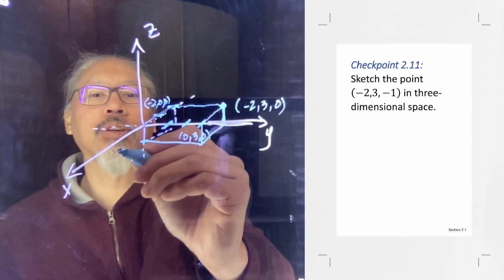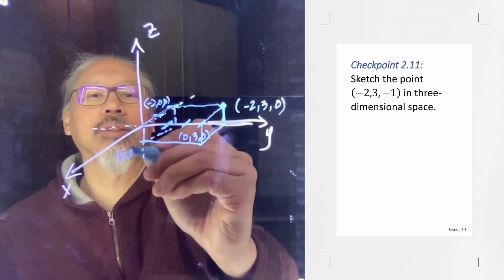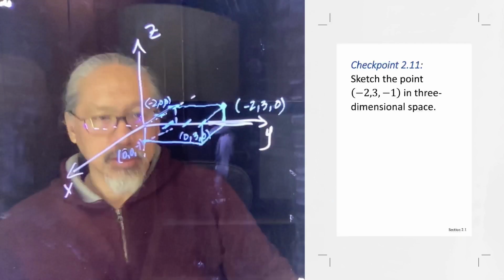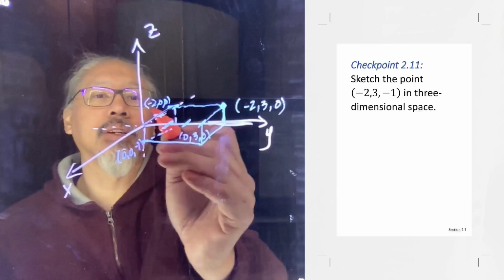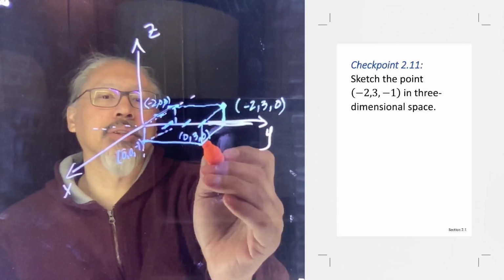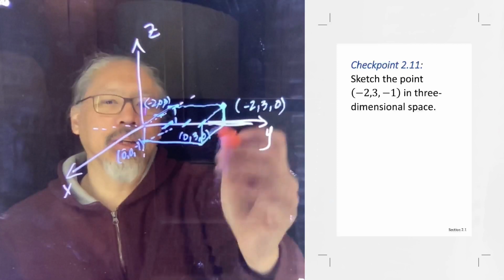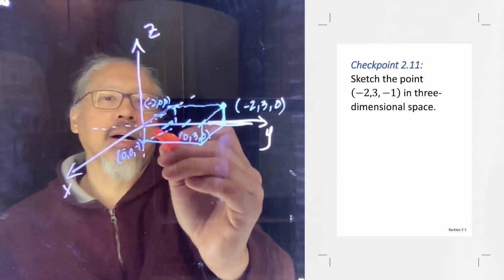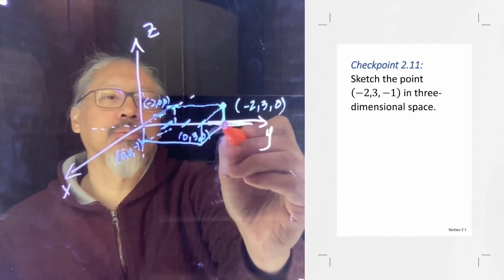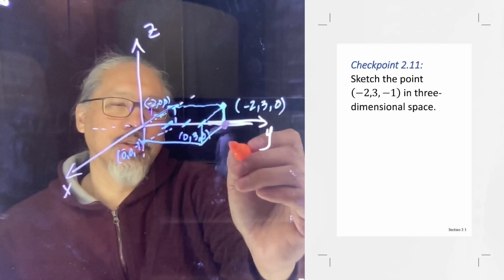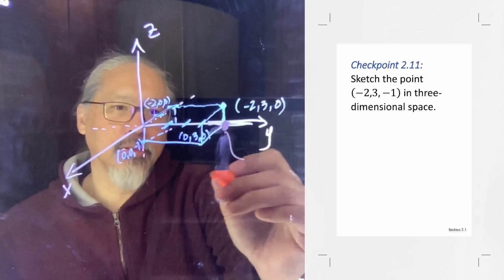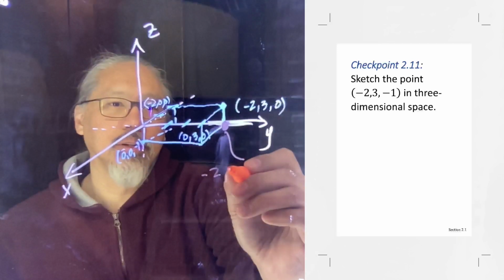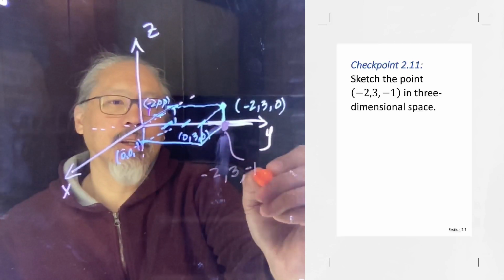Labeling this point here, this is the point 0, 0, -1. And between the 3 points -2, 0, 0, 0, 3, 0, and 0, 0, -1, we can kind of see a box being defined here. And this point, which again should be seen as a point behind the y-axis, is the point that we're looking for, -2, +3, -1.